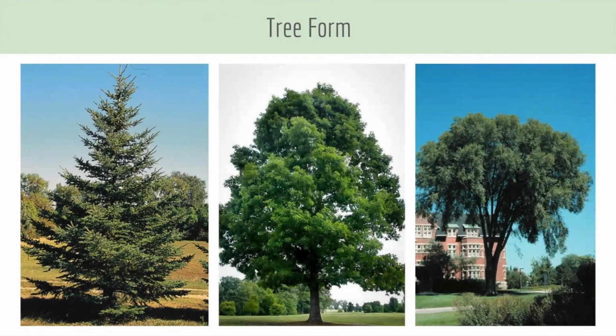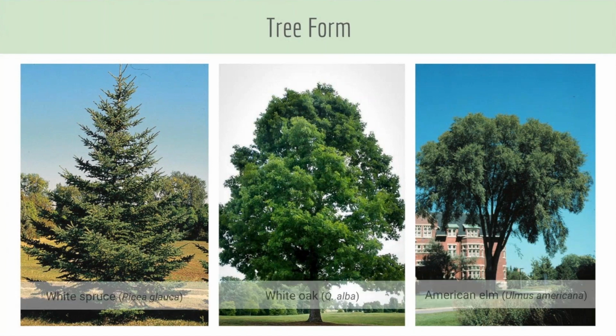So starting off with tree form, it's safe to say that conifers will adopt a very Christmas tree-like shape. This is also known as an excurrent form, where there's one strong leader. Deciduous trees, on the other hand, have a rounder shape, which is also known as decurrent, where there isn't any one branch that's leading the growth. So here we have white spruce, white oak, and American elm. With American elm, its branches will start to droop down as it matures, giving it an upside-down vase shape.